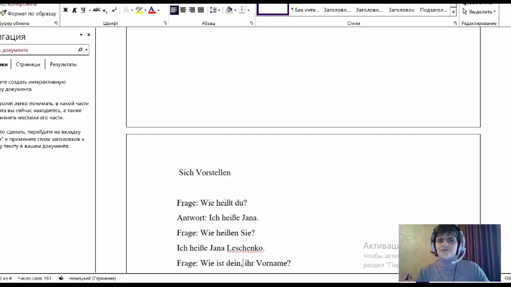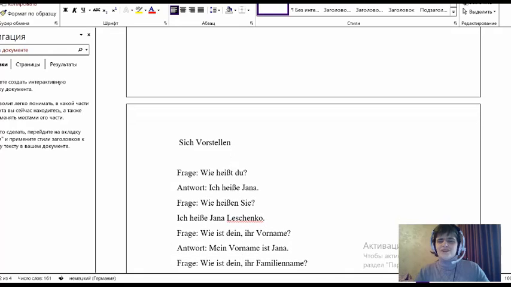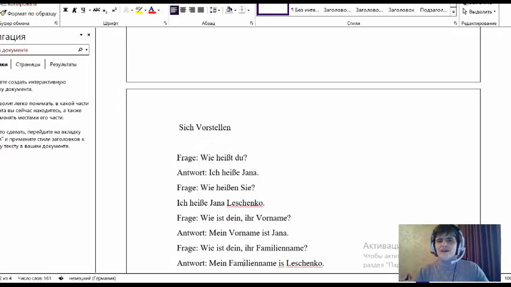And by the way, the word Vorname and the next one would be Familienname. That's something you will hear when you fill out some application. These are the first words that you will see, the first questions that you'll have to answer. So, wie ist dein oder Ihr Vorname? My answer is, mein Vorname ist Jana. And the same goes, wie ist dein oder Ihr Familienname? What's your last name? Mein Familienname ist Leschenko.